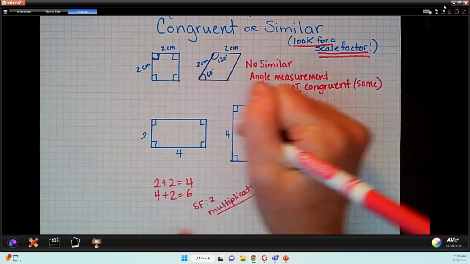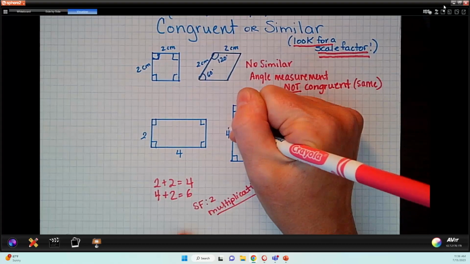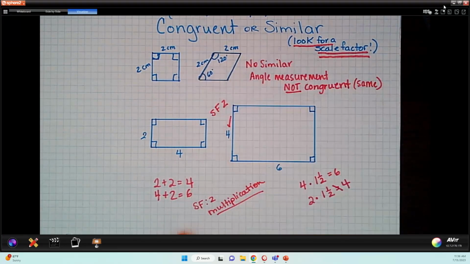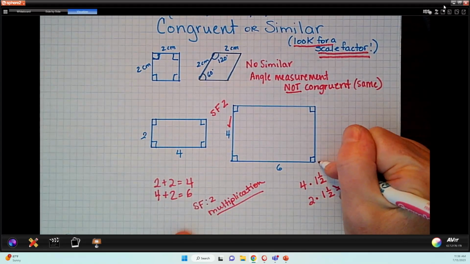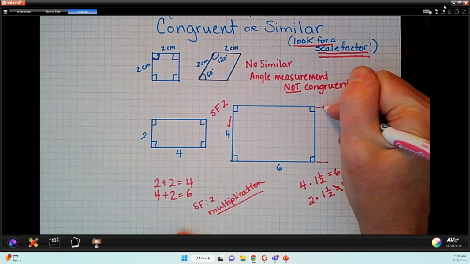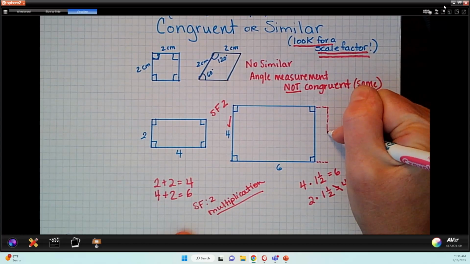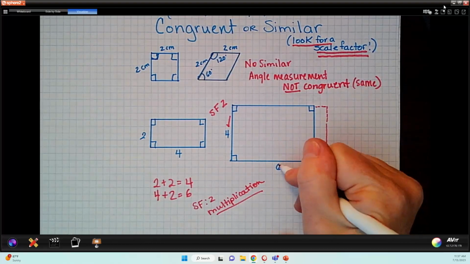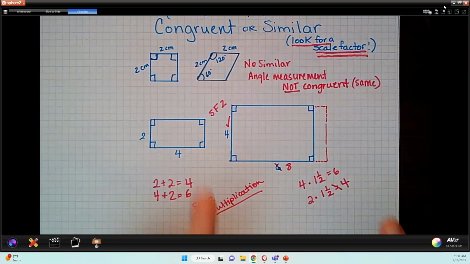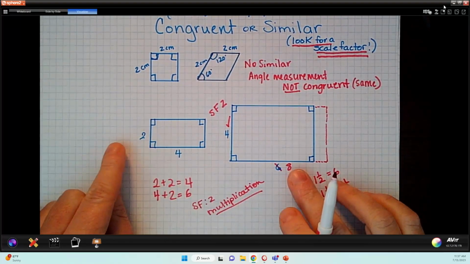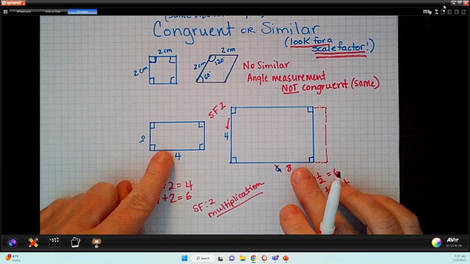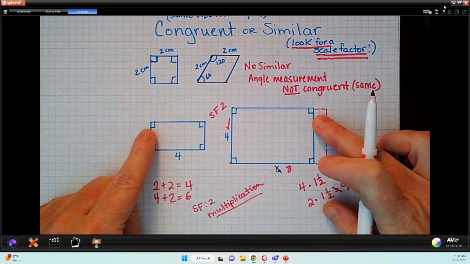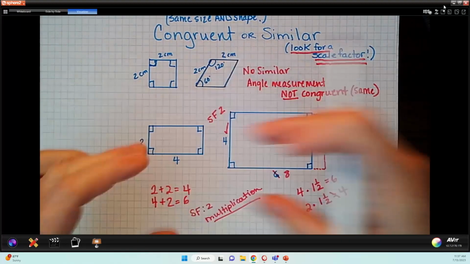So we could pick one or the other. We could say that the scale factor of 2 times 2 is 4, that works for this. But 4 times 2 is 8. So we're missing 2 units over here on the length. So in order for these two shapes to be similar, this would have to be an 8. So a 4 by 8 would be a similar shape to a 2 by 4 using a scale factor of 2. All the angles have stayed the same. They're all 90-degree angles. All we've done is enlarge the shape.